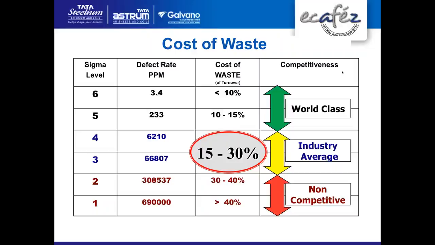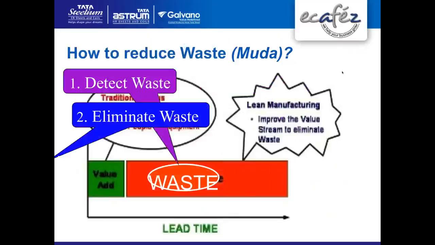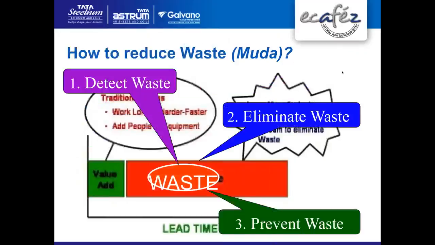By lean manufacturing, one can reduce their costs in the range of 30 to 50% based on their maturity of implementation. Now comes how to reduce the waste. Lean manufacturing uses a three-step process. First is the detection of waste, the second is elimination of waste, and the third is the prevention of waste.